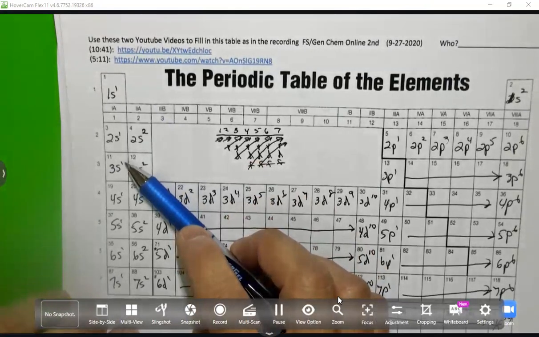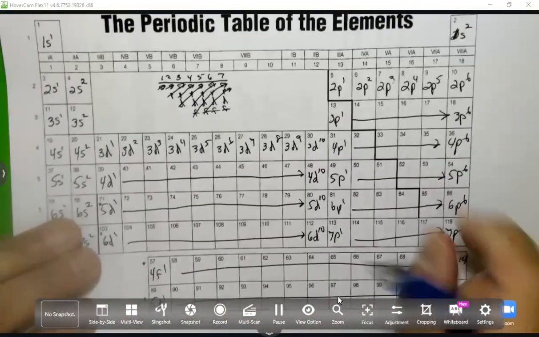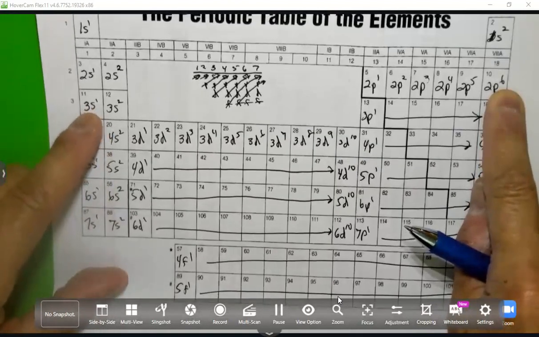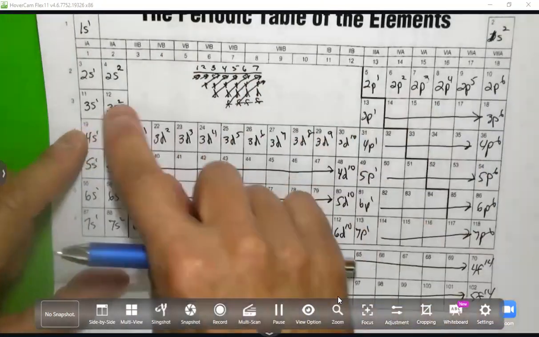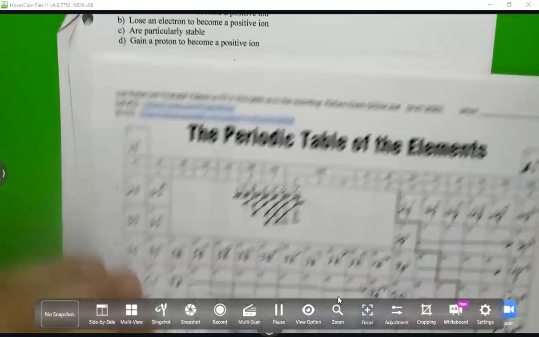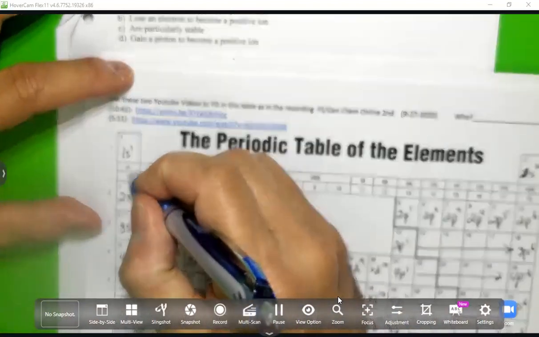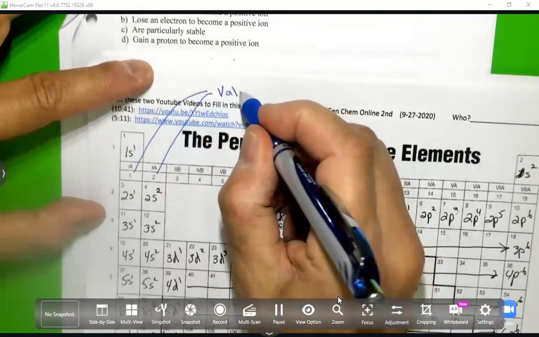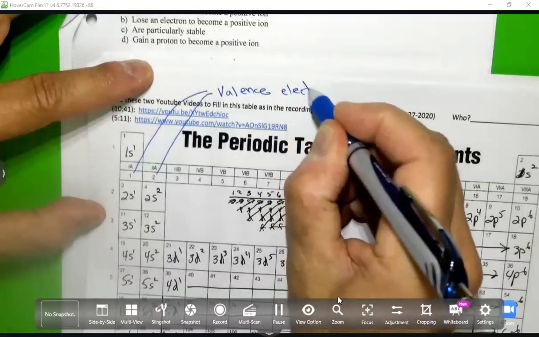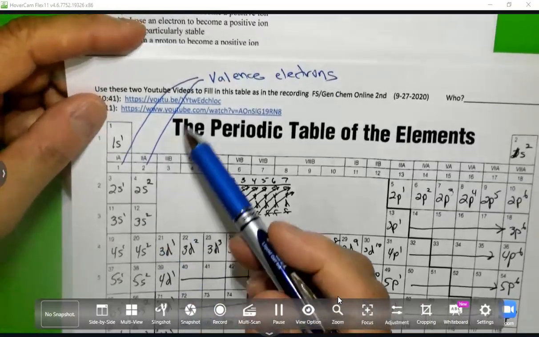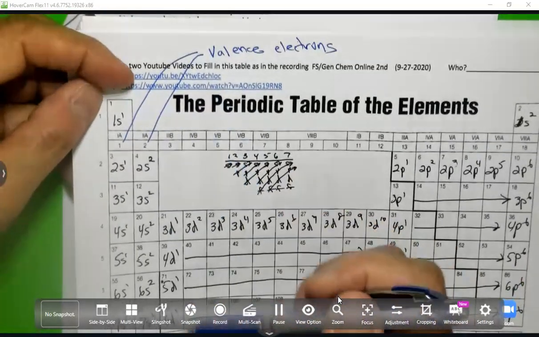So this is page 20 on our blank table. Because this, for example, is 2p6. Once you go to level 3, these are core electrons. 3s1 has 1 valence electron. 3s2 has 2 valence electrons. So my valence electrons right here match this group number right here. So everything in group 1 is going to have 1 valence electron. Everything in group 2 is going to have 2 valence electrons.